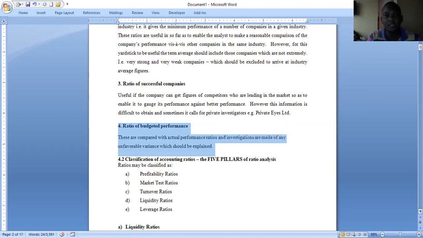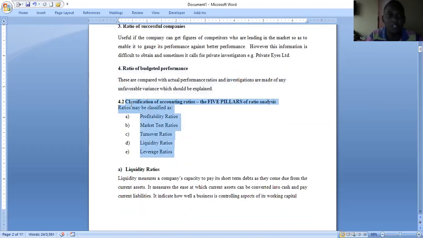Under ratio analysis, we mainly have 5 pillars of ratio analysis, the classification of ratios. I prefer to refer to them as pillars of ratio analysis, and they are a total of 5 pillars. That is profitability ratios, we have market test ratios, we have turnover ratios, also known as the efficiency ratios, we have the liquidity ratios, and we have the leverage ratios. So let us look at each of these pillars one by one.